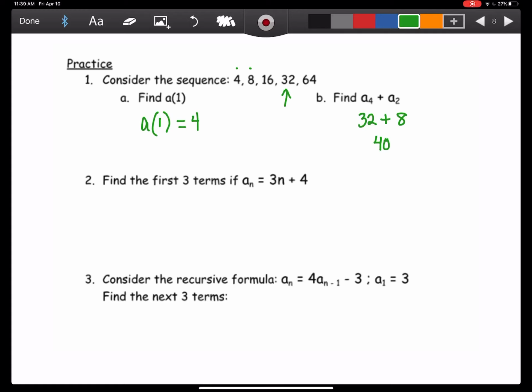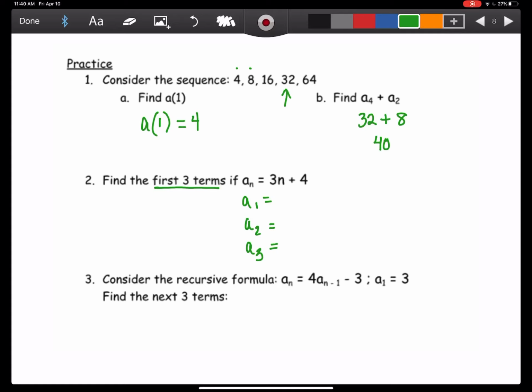Okay, practice question number 2. With this problem, it says find the first 3 terms. Okay, the first 3 terms means a sub 1, a sub 2, and a sub 3. And substitution is your friend here. It's going to help a lot.